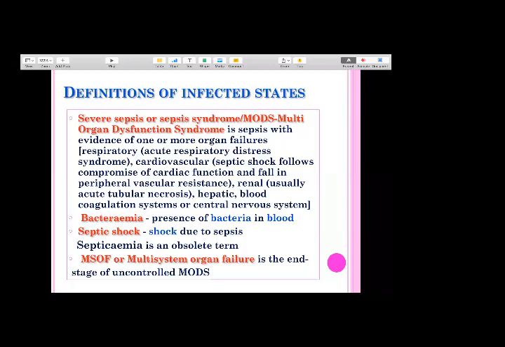MSOF, or multisystem organ failure, is the end stage of uncontrolled MODS. Initially, you would have the multi-organ dysfunction. Once the organ is dysfunctioning and not able to perform its normal capacity, it will eventually result in complete organ failure. So that is a more serious form of organ dysfunction, meaning it results in complete failure of the organ to function normally.